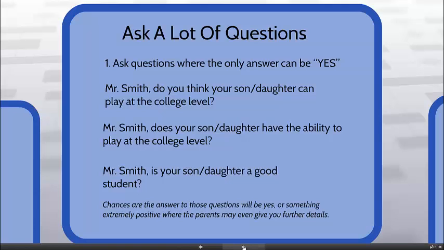So chances are these questions are pretty simple. The answer will more than likely be yes or something very, very positive and favorable. So you want to start off with something smooth and easy, because then it gets the parents to relax and calm down. And you as a scout, you may be a little nervous yourself. So it gives you a chance to get yourself together.